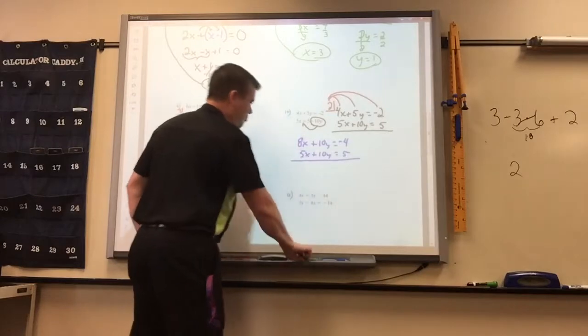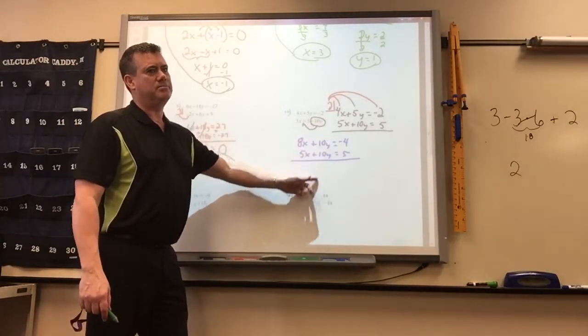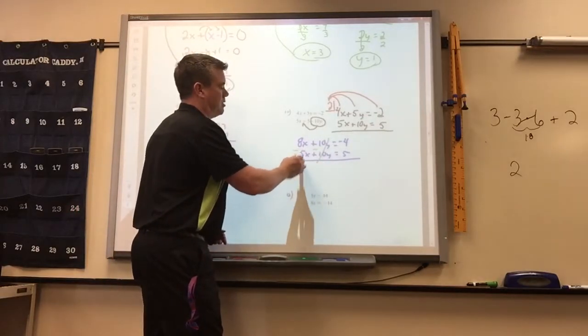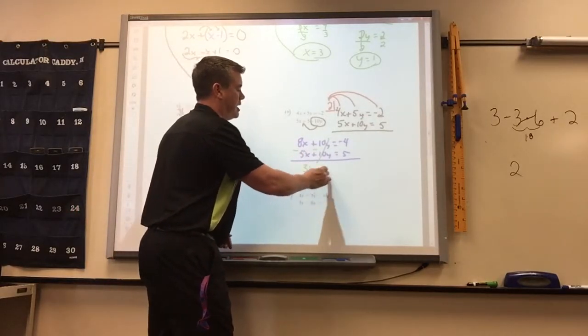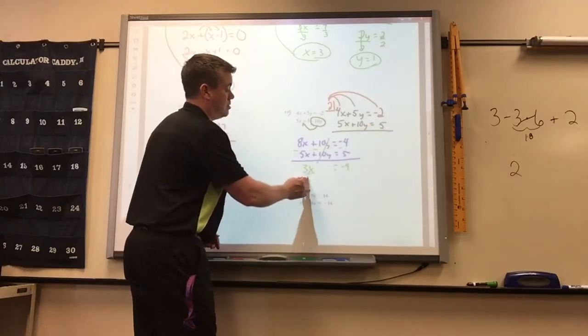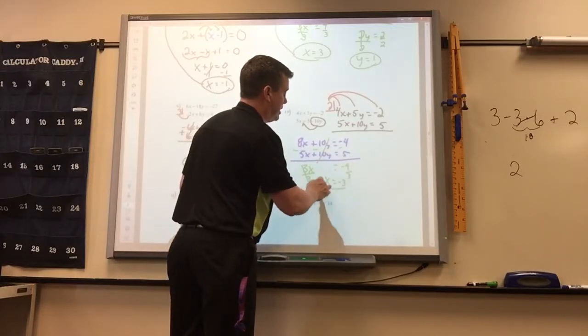So, to get the y's to cancel, do you add them or subtract? Subtract. Because 10 minus 10 is 0. So that's what you do to the other ones. That'd be 3x. That'd be negative 9. So divide by 3 and you get negative 3.